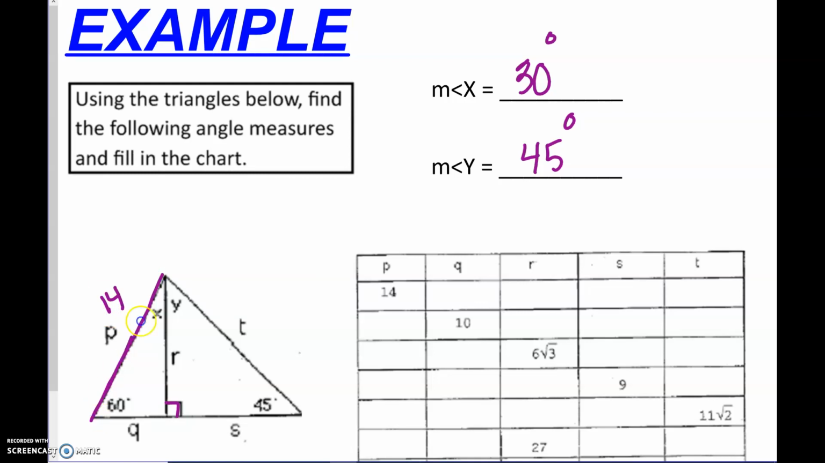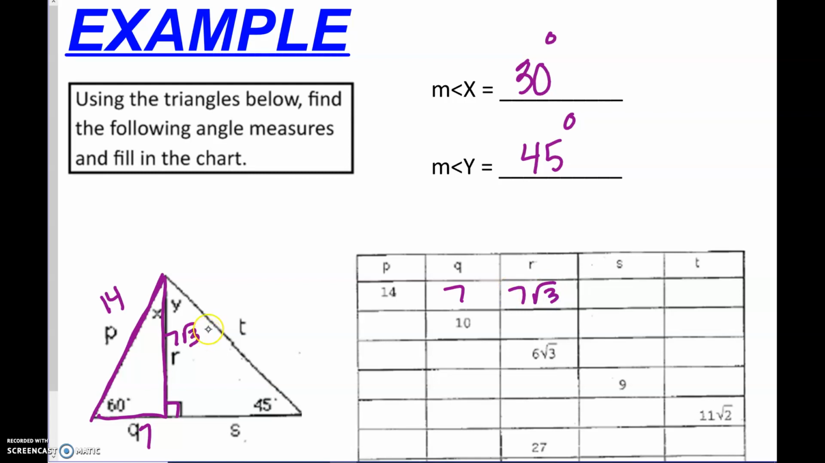Well, if we look here, we have a 30, 60, 90 triangle, and we know the hypotenuse is 14. So that means the short leg is going to be 7, and this r is going to be 7 root 3. So q is 7, and r is 7 root 3.